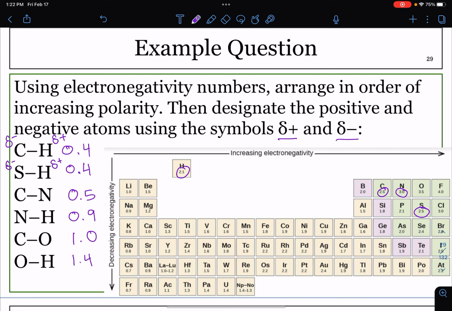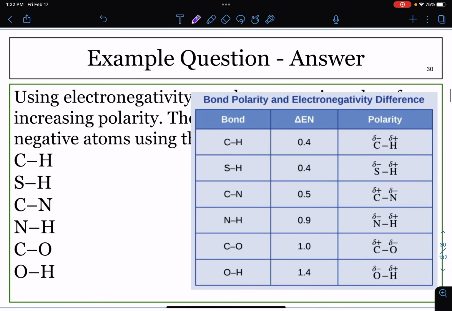Between carbon and nitrogen, nitrogen is the more electronegative element, and carbon is the less electronegative element. Between nitrogen and hydrogen, nitrogen is more electronegative, hydrogen less electronegative. Between carbon and oxygen, oxygen is more electronegative, carbon is less. And between oxygen and hydrogen, oxygen more electronegative, hydrogen less electronegative. There are the answers written, typed up.